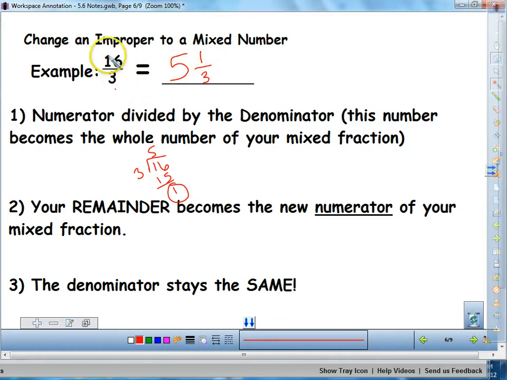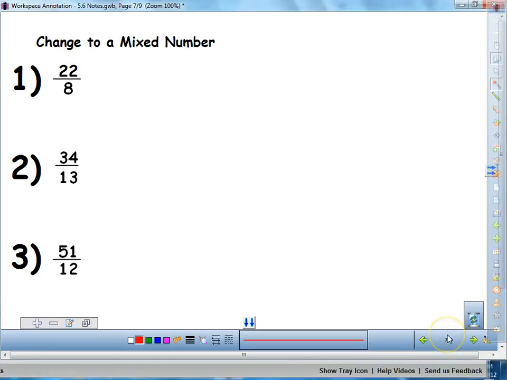So this can go in there 5 times. What do I have left over that I haven't used? 1. That becomes my numerator, and my denominator stays the same. All right, so let's practice this a little bit. How many times can 8 fit into 22? Well, I know that 2 times 8 is 16, and 3 times 8 is 24. So 3 is too many. So I'm going to go 2 as my whole number.